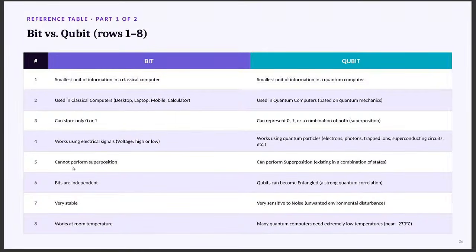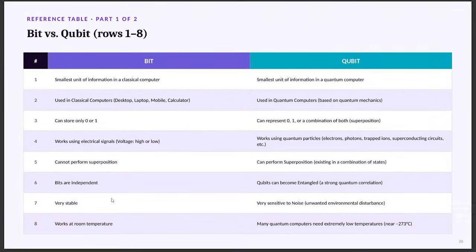If you see here, in a classical computer we will have only one output, either on or off, at a time. It cannot perform superposition. That is why I mentioned it cannot perform superposition. But here it can perform superposition. Why? Because it can exist in many states at a time. So bits are independent, whereas qubits can become entangled.